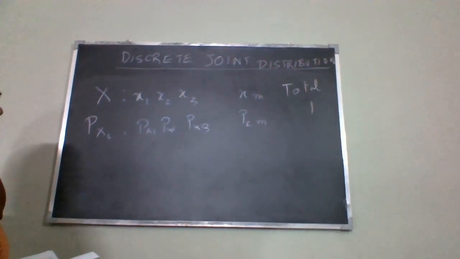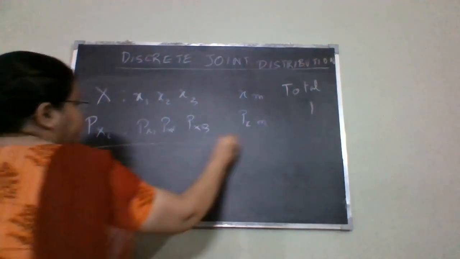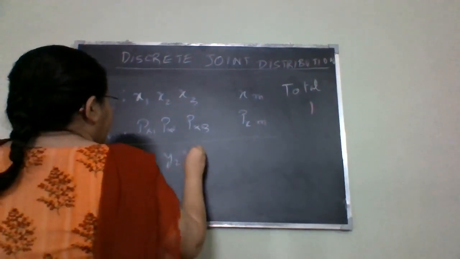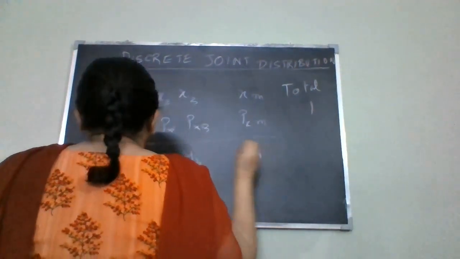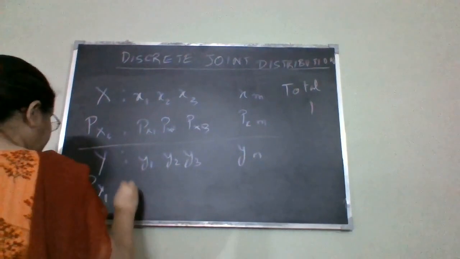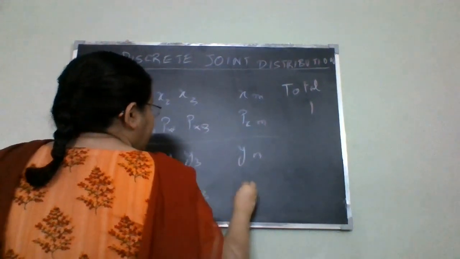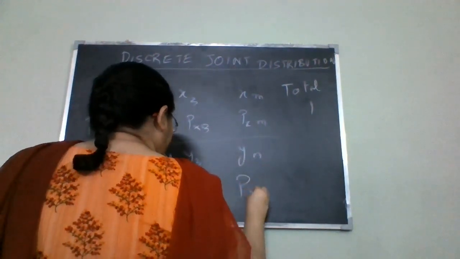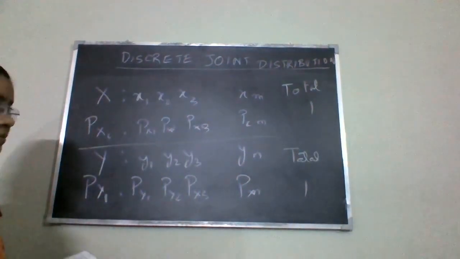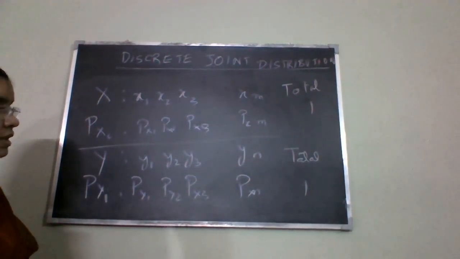Similarly, we write down the marginal distribution of capital Y. It will be y1, y2, y3, ..., yn with probabilities p_y1, p_y2, p_y3, ..., p_yn, and again the total is 1. Is it clear up to this?